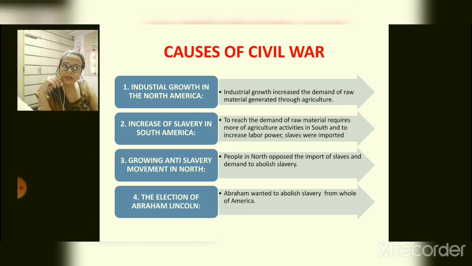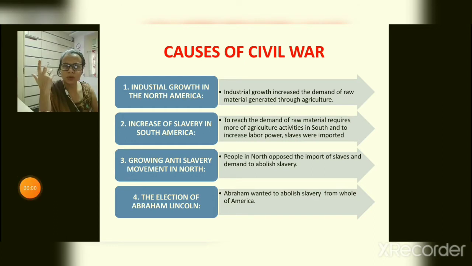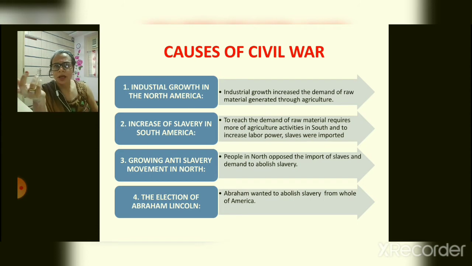Now because of this slavery, do you think people are going to be happy in that? No, they were not happy. Even in the north, many people were coming up against the slavery system. They were anti-slavery because it was quite an inhuman act, isn't it, to keep somebody as a slave, make him do every damn thing, and in return what are you giving them?